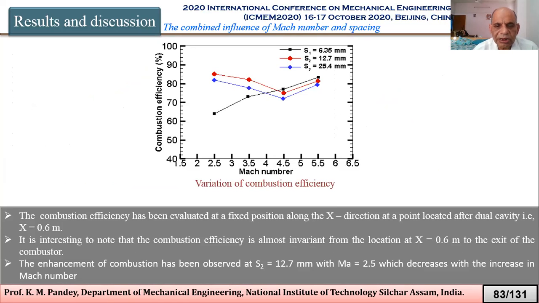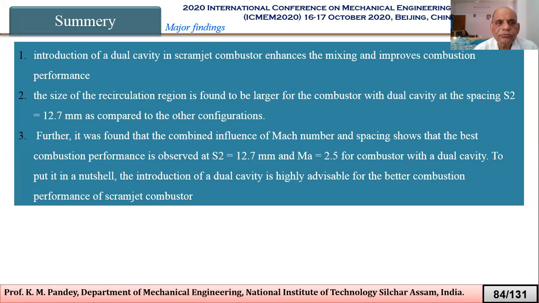And this is about variation of combustion efficiency. So these conclusions are there, which I have already discussed. And these are the summary of the variation of spacing. And we observe that Mach number 2.5 is optimized.